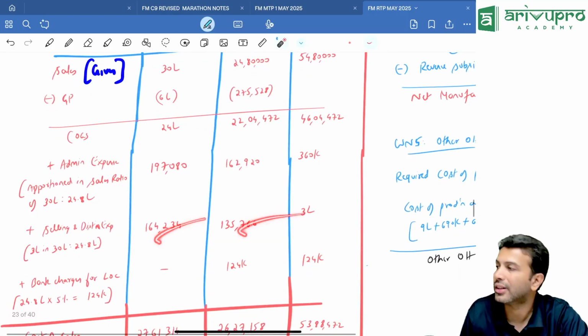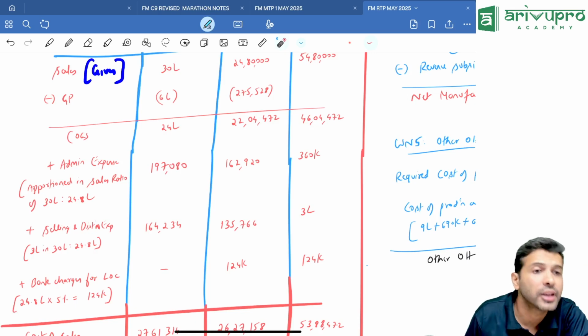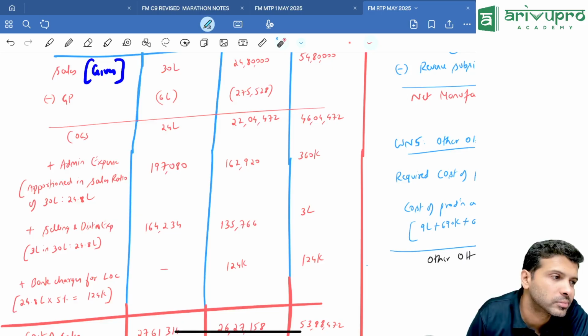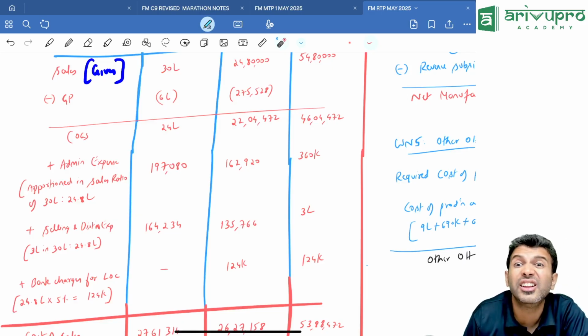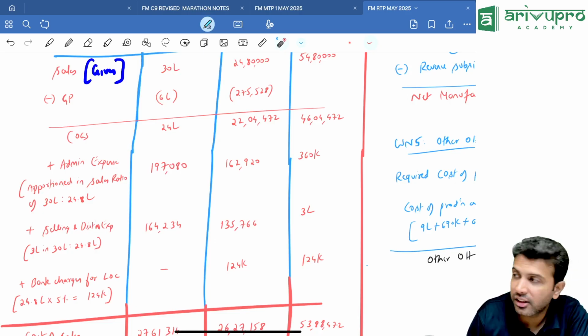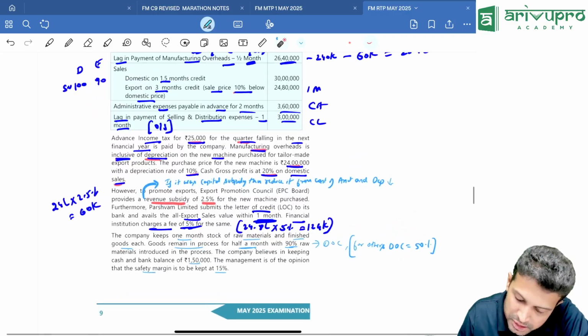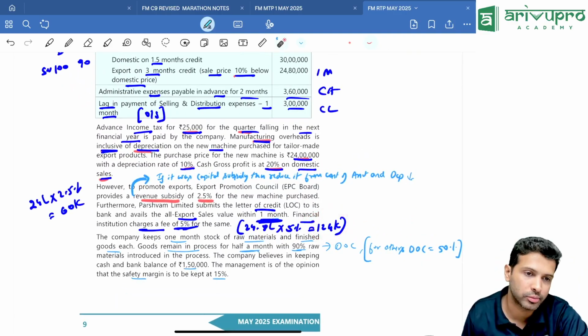164, 234 and 135 balancing figure. Okay now? Yes. Sir, is this the only cost or is there one extra cost? Sir, you took an LC. Did the bank give the LC free of cost or did they charge money? Charged money. How much money? 1,24,000. How did you get that?